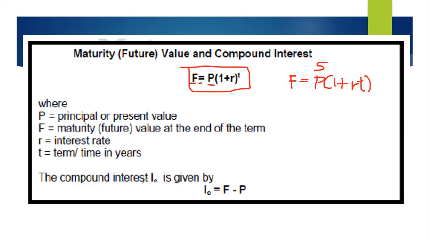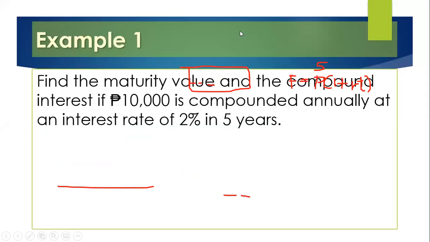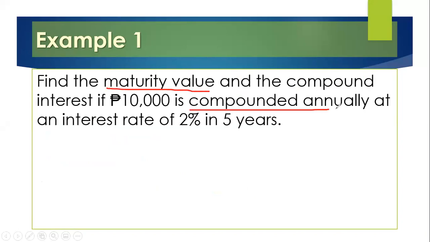Okay? So para ma-compute yung interest earned or the compound interest, that is given by, okay, pagma-minus lang natin yung huling value dun sa unang value. So the future minus the present value. Okay? So that is the interest earned of your money. So let's have an example. Find the maturity value and the compound interest if 10,000 pesos is compounded annually at interest rate of 2% in 5 years. So ang hinahanap dito sa atin, maturity value tapos compounded annually.